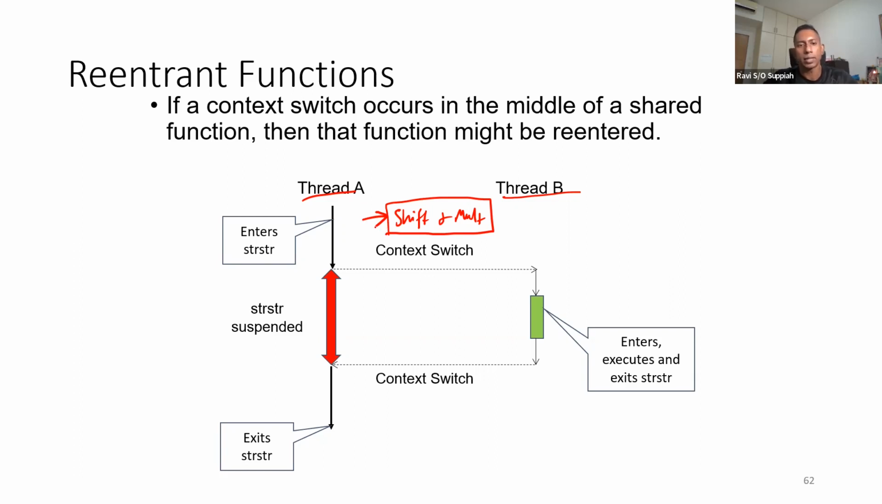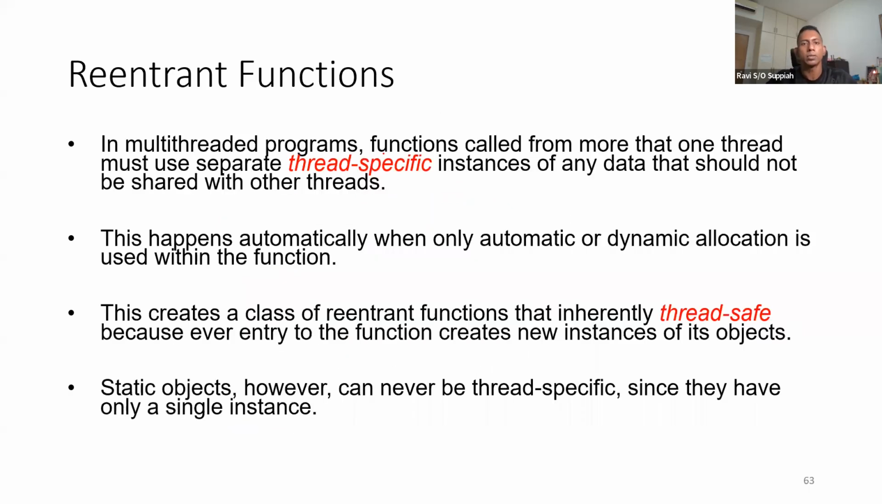Okay, so thread A was running this function, but before I could finish, I got preempted and thread B is running, and thread B also calls this function. So it is a common function that two different threads are calling. So how can I make sure it is safe?